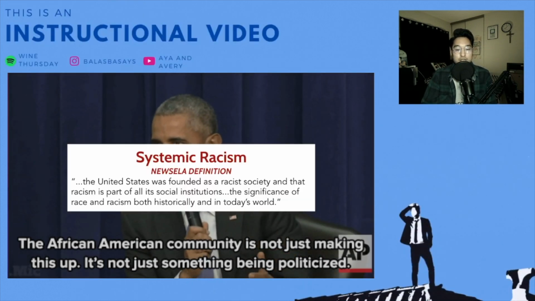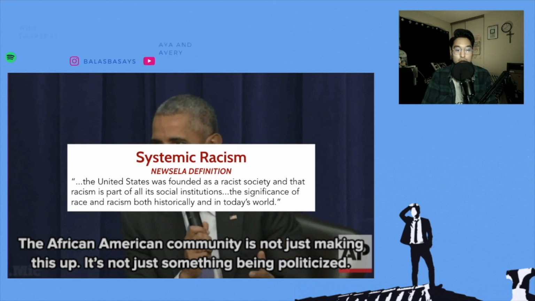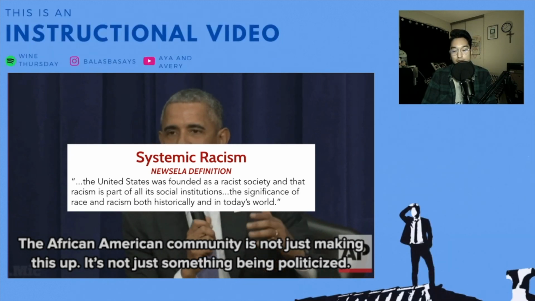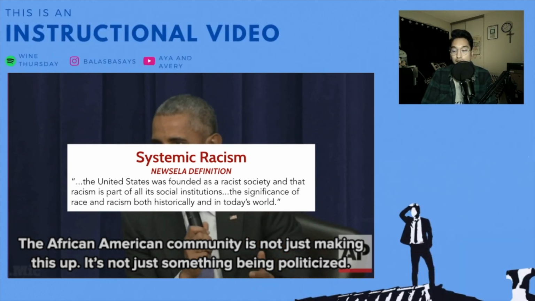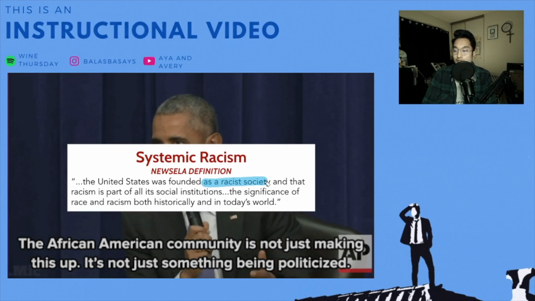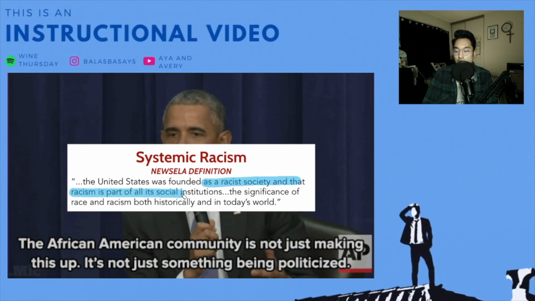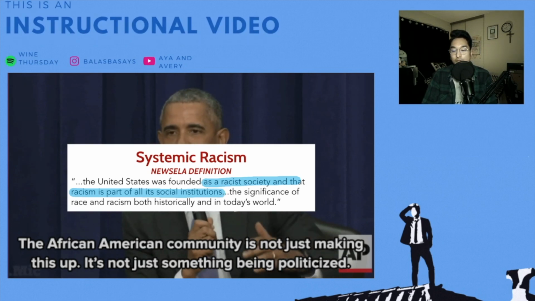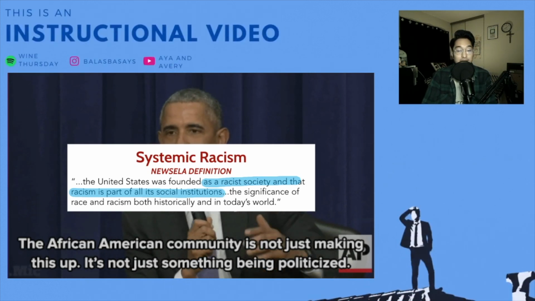According to the definition of systemic racism in sociology, from the Newsela article, it defines systemic racism and categorizes that the United States was founded as a racist society, that racism is a part of all its social institutions, and the significance of race and racism both historically and in today's world.